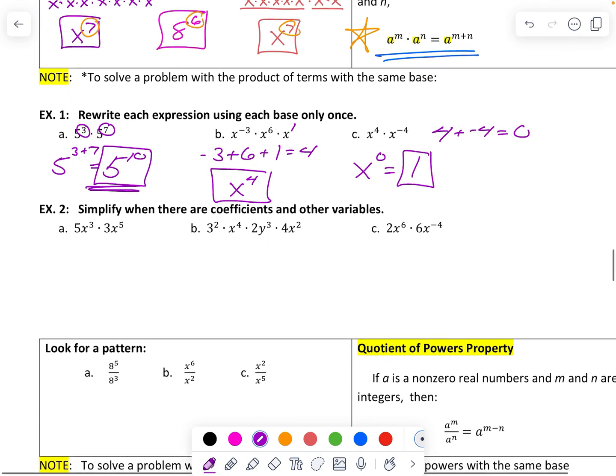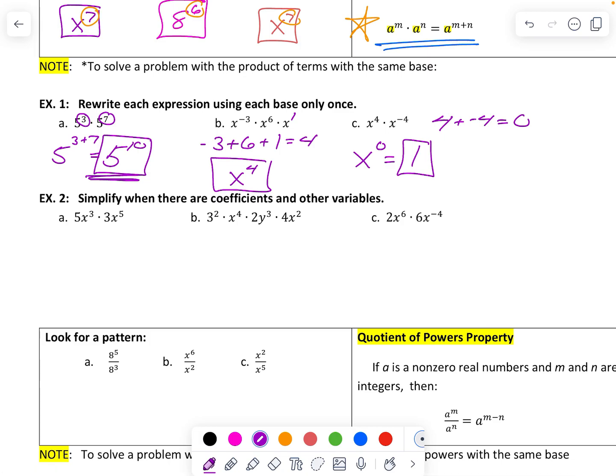Now, here's where it gets a little confusing, and that is, remember our new rule refers to exponents, but not the coefficients or numbers in front. So if we want to simplify this example, A, we do 5 times 3 is 15, but now when it comes to the x's, we add the exponents to multiply them together. Here we have 3 squared is 9. So we're going to have 9 times 2 times 4, which is going to be 72.